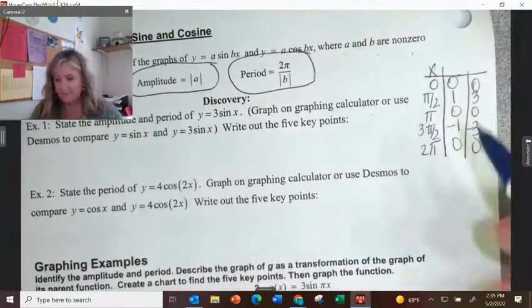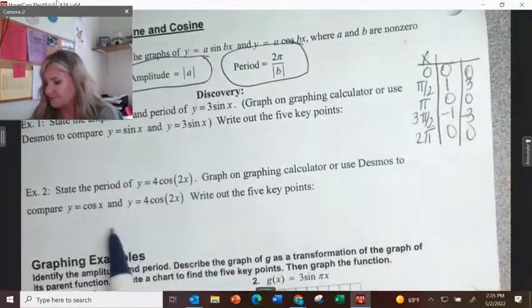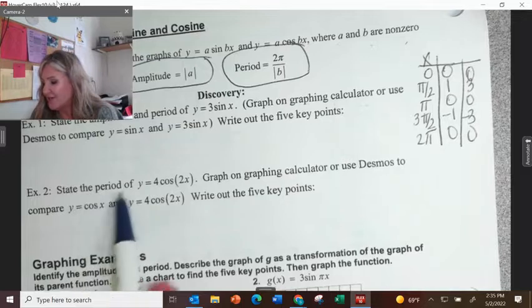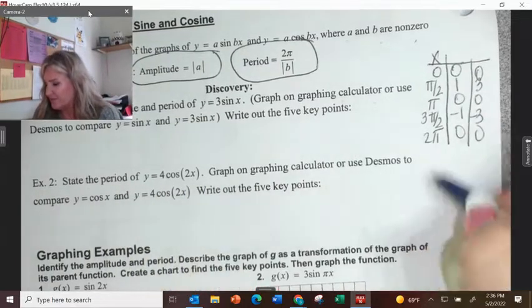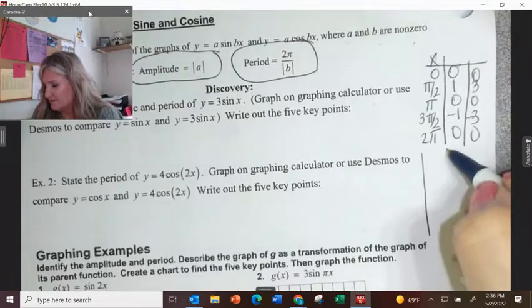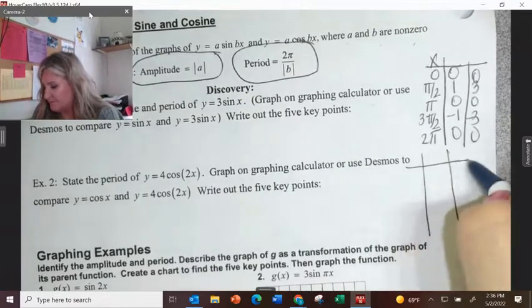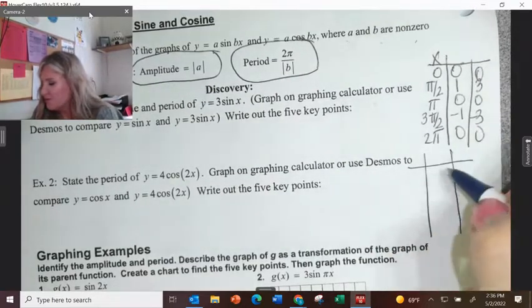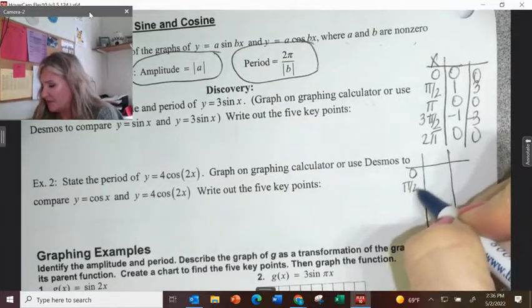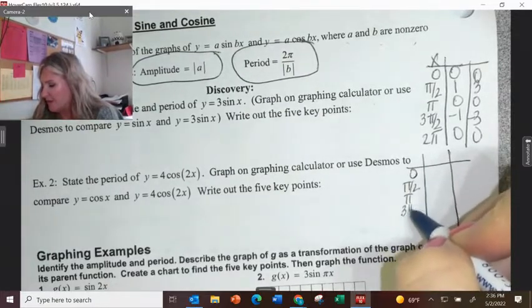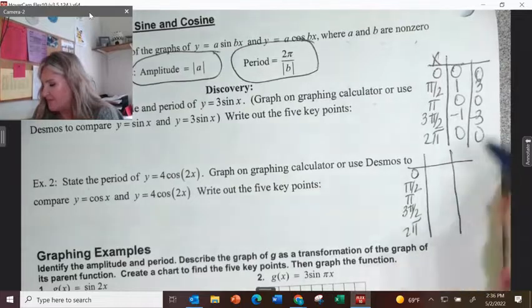All right, let's do a more difficult problem. Now we're going to try to do this. Y equals 4 cosine of 2x. Good job. So normally our key points are going to go 0, pi over 2, pi, 3 pi over 2, 2 pi.